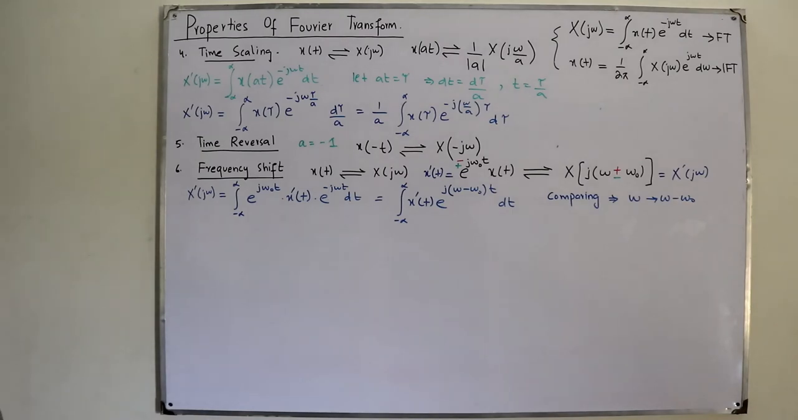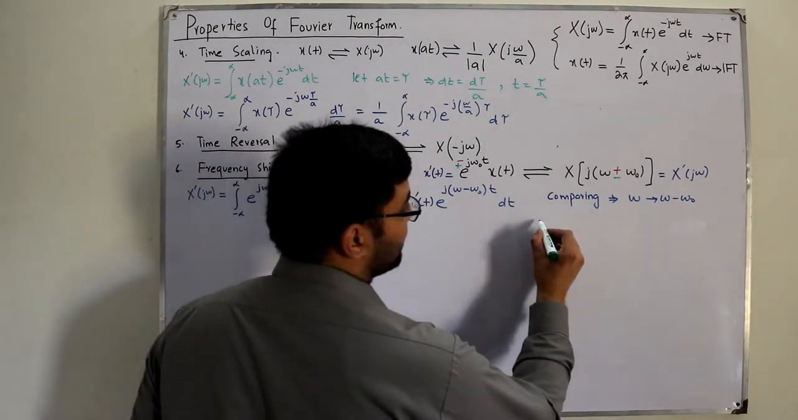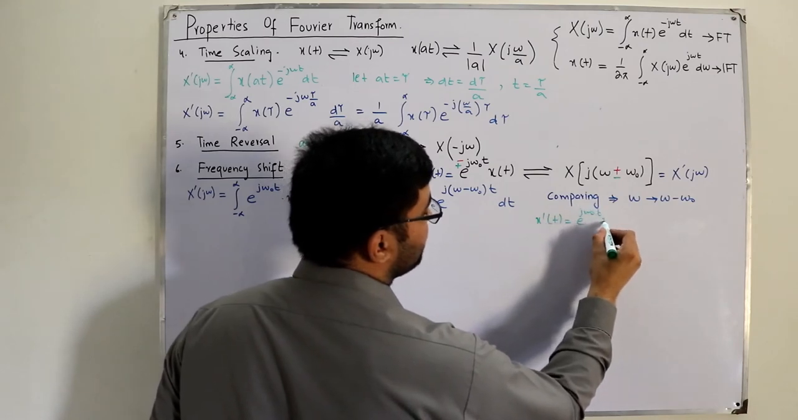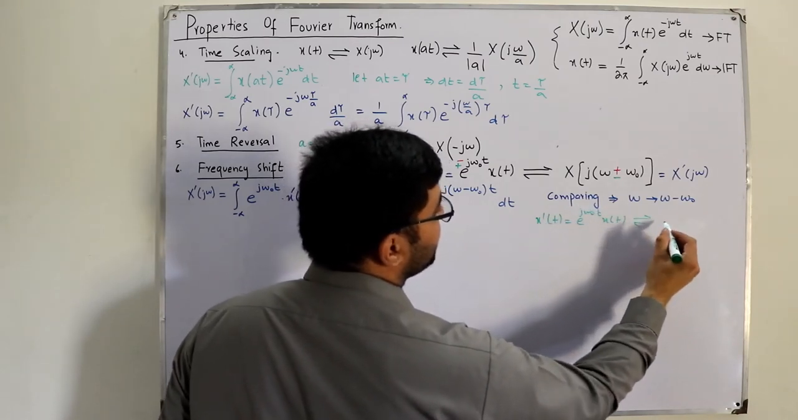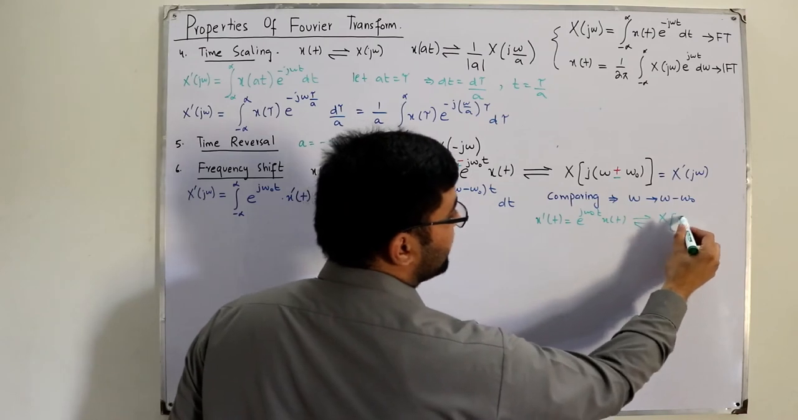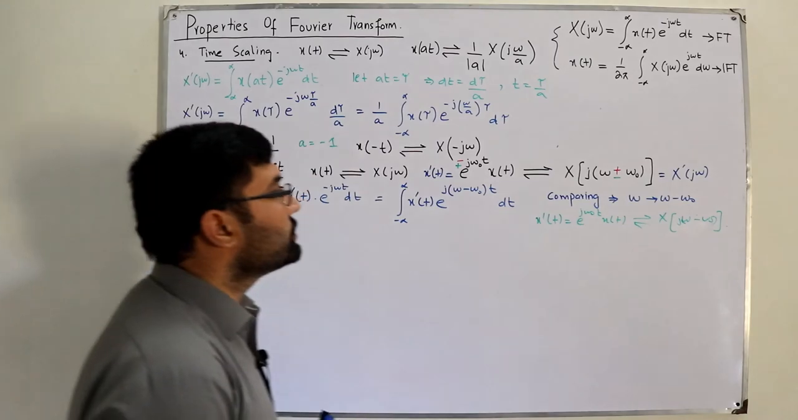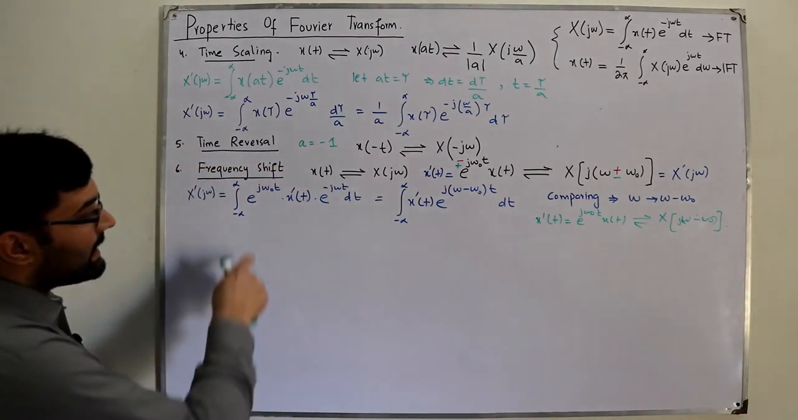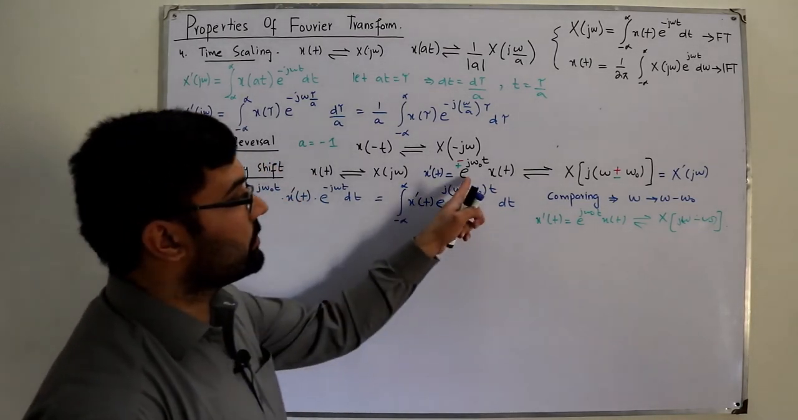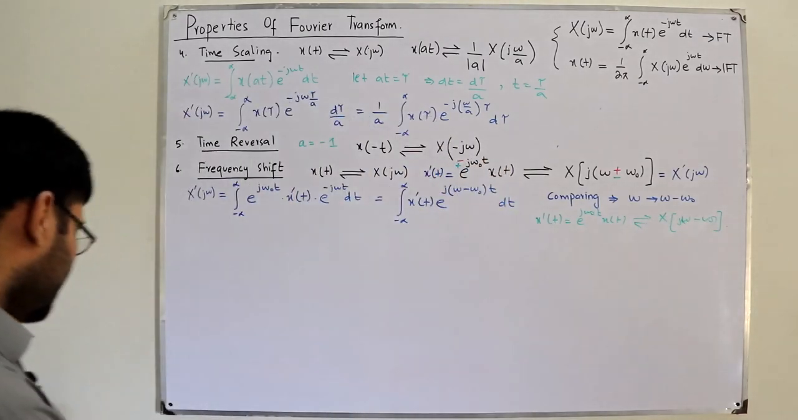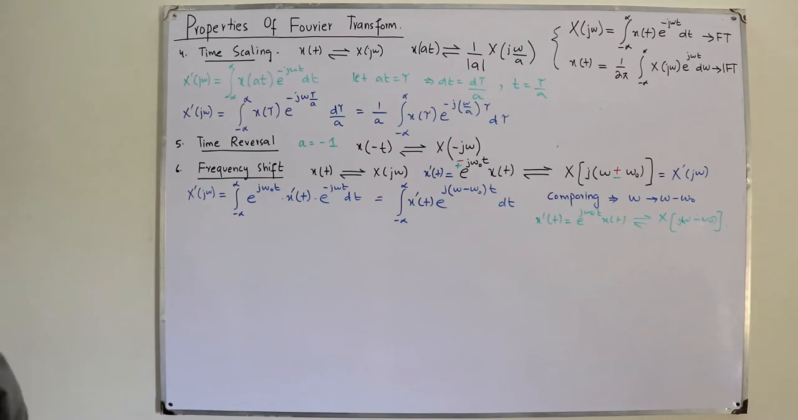So x dash of t has Fourier transform as what? As this thing: x dash of t, which is equal to the exponential of j omega naught t multiplied by x of t, has the Fourier transform X of j omega minus omega naught. Now the next case you can do yourself. If you consider a negative sign over here, you would have a positive sign, X of j omega plus omega naught. That is it for the frequency shift property.